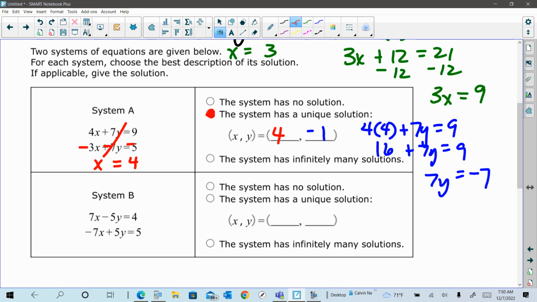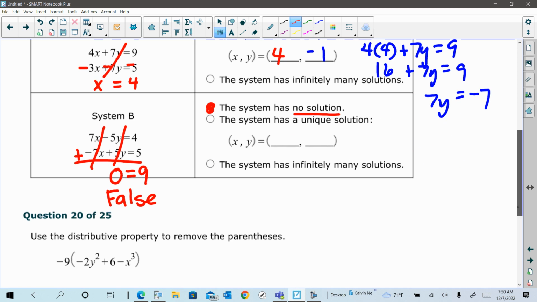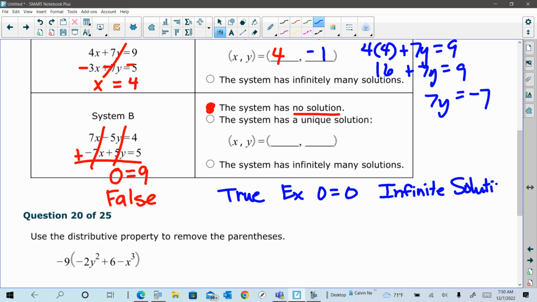Now, if here you add them and everything cancels, so these both cancel, that's 0. But when you add 4 and 5, that gives you 9. This is a false statement. 0 cannot equal 9. When it's false, it's going to have no solution. If you get a true statement, for example, let's say you get 0 equals 0, then you would put infinite solutions, or all real numbers.